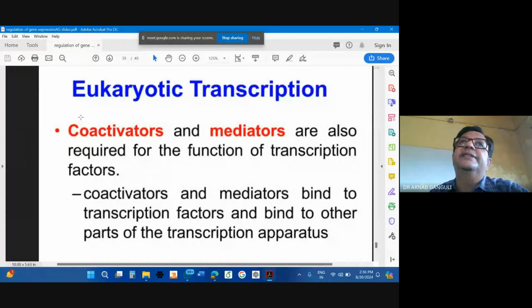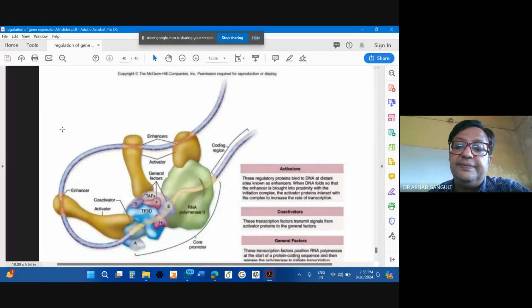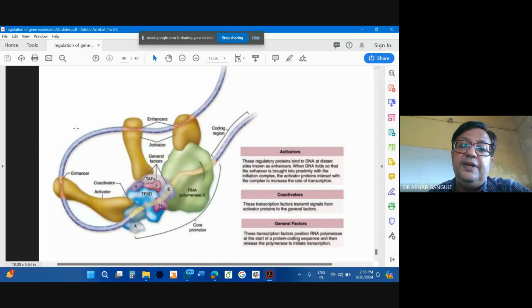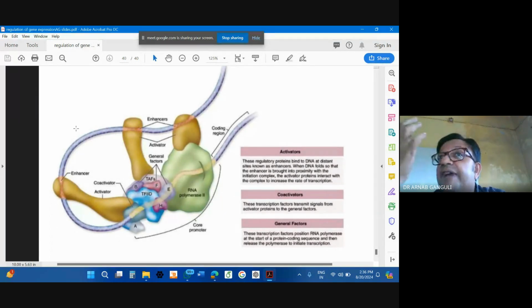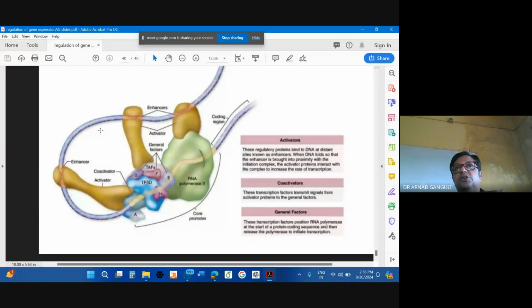Co-activators and mediators. They also help in enhancing the transcription. They are part of the transcription apparatus. So next slide, this is the enhanceosome. Activators, co-activators, general factors, they all cause transcription. Okay, so this is essentially regulation of gene expression, and we have talked only scratch the surface, that is transcription initiation. Next day we will go ahead with the next part in my syllabus. Okay?